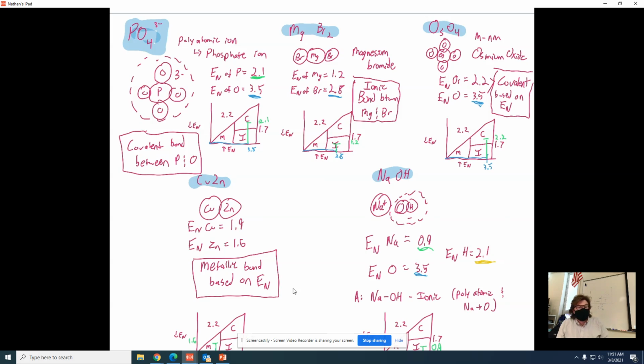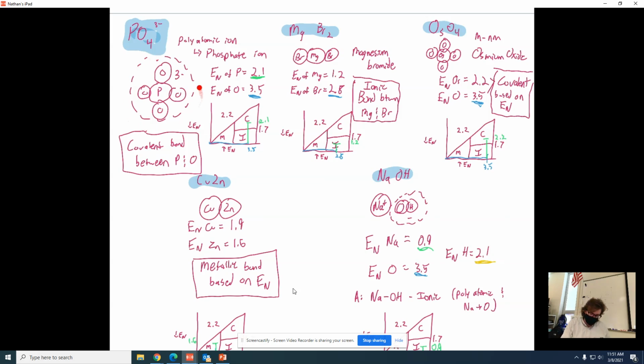So let's start off by looking at PO4 3 minus. First thing that should stick out to you is that this has a charge of -3. So this is a polyatomic ion. As soon as you see that, you should look up on your periodic table. Naming this one's pretty easy. We just got to call it phosphate or the phosphate ion because it is one of our polyatomics.